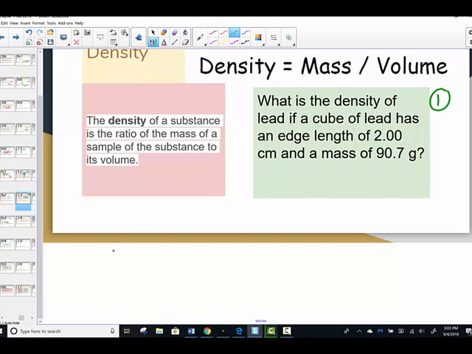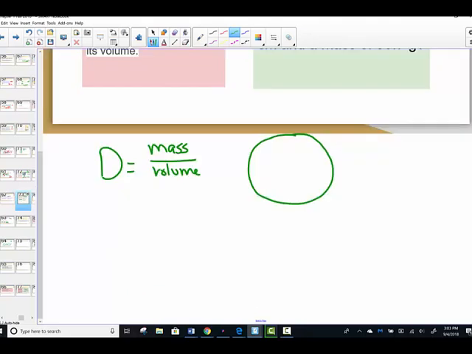We asked for the density of lead if a cube of lead has an edge that's 2 centimeters long and a mass of 90.7 grams. Density is defined as the ratio of mass per unit volume. I'm going to show you what I call a round little buddy, which is just an algebra tool that helps us find the formula for any of these variables. So I'm going to place density over mass over density over volume. I spelled that wrong.